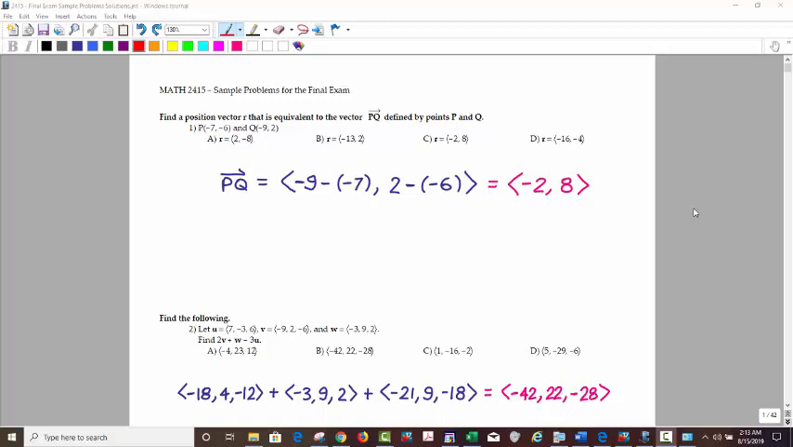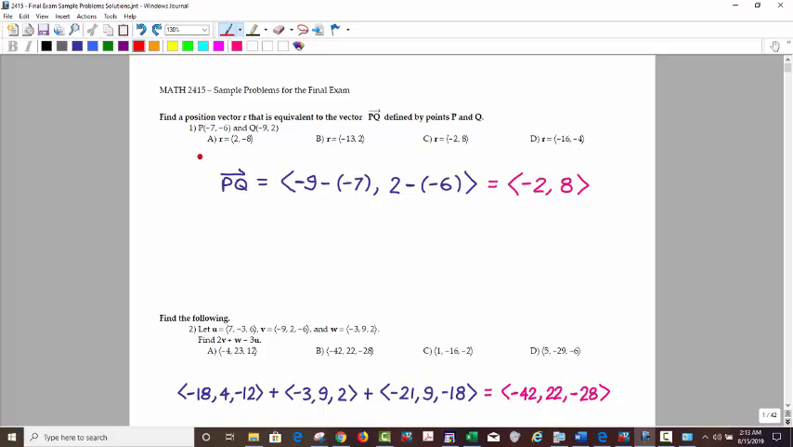Hello. We have the Math 2415 Calculus 3 sample problems for the final exam. So let's take a look here at problem 1. We're going to find the vector PQ between the points P and Q.